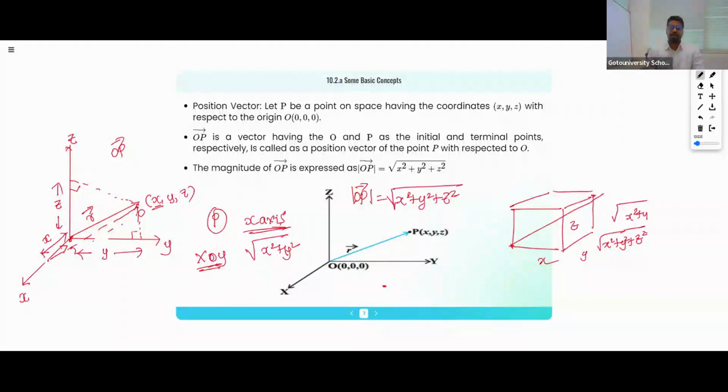Similarly, if it is on the YOZ plane, we will not have an x coordinate. Then it will simply be the square root of what? y square plus z square. So can you imagine what I'm saying? Suppose it is on the XOZ plane, it will be only x square plus z square. It won't have a y value.